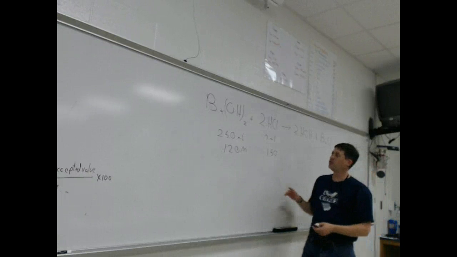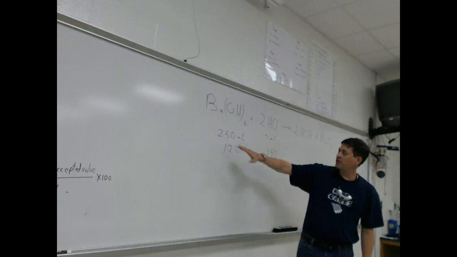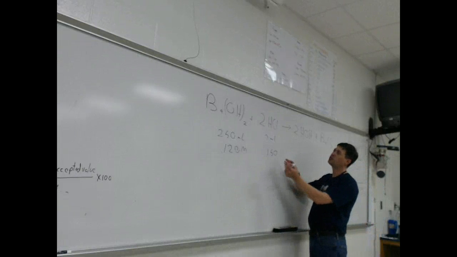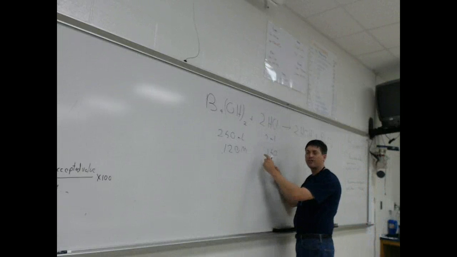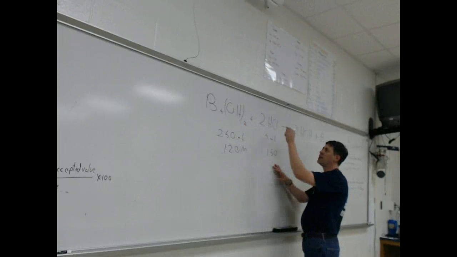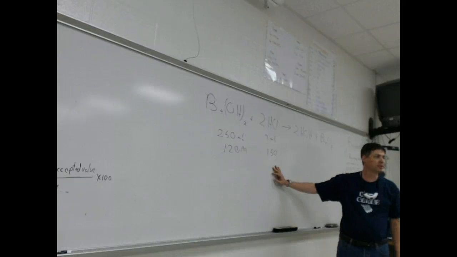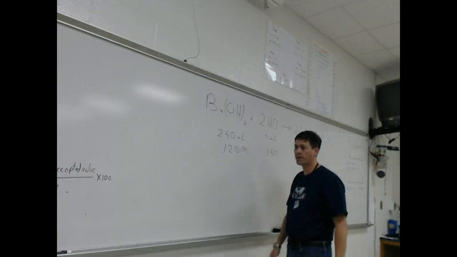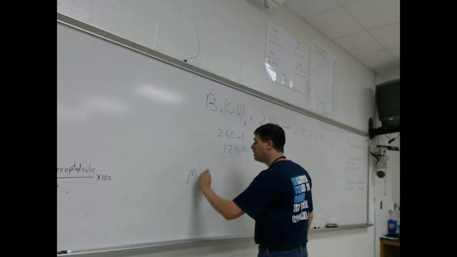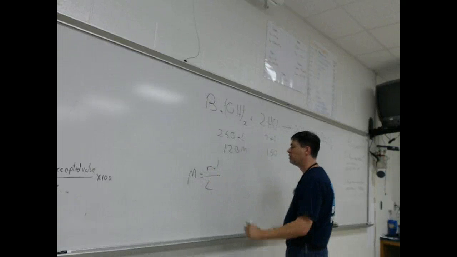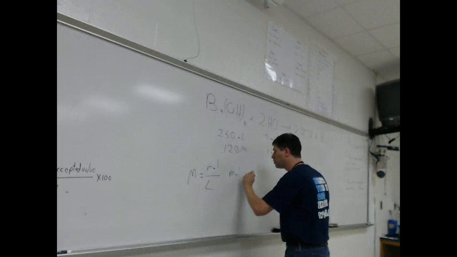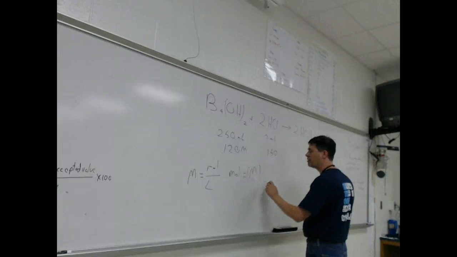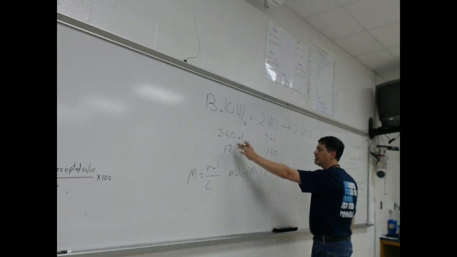Okay? So we know the milliliters of this. We know the molarity of this. We can solve for moles, can't we? If we know it's neutralized, then we know the moles of this is in the right ratio to react with all the moles of this. Correct? Okay, how do we find moles? Molarity equals moles divided by liters. So moles equals what? Rearrange it. Moles equals molarity times liters.